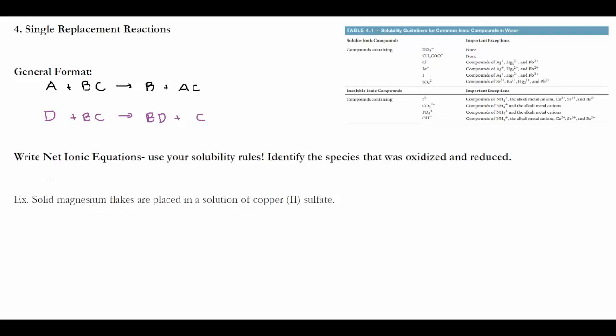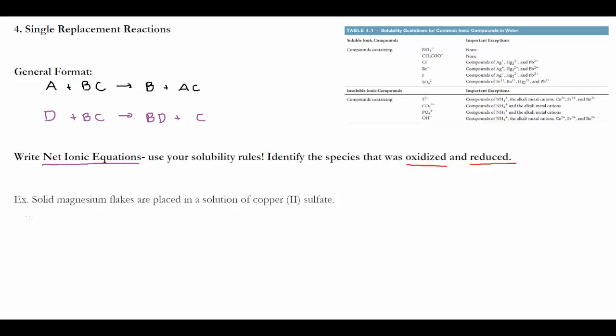Alright, so we're going to look at an example, and when we're writing single replacement reactions and when we write double replacement reactions in the next lesson, we need to write out net ionic equations. So a net ionic equation gets rid of any ions that aren't actually involved in the reaction. So I'm going to take you step by step through this and then explain to you the concept of oxidation and reduction at the same time. Now this table up here, that's found on the next page in your notes.